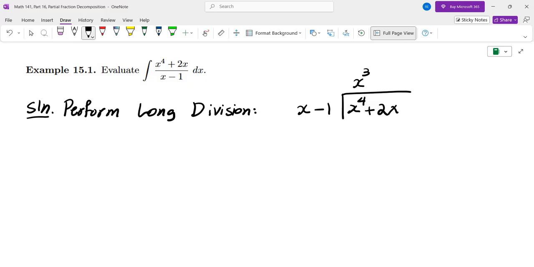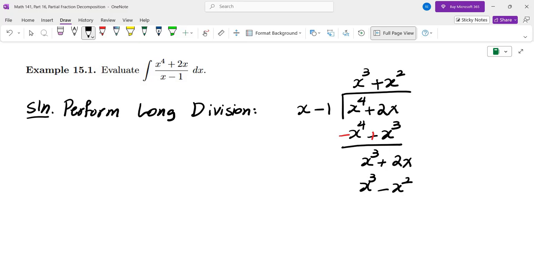x^3. Multiply it out, we get x^4 - x^3. We are going to subtract, this becomes minus, this becomes plus. We are going to get x^3 + 2x. Divide x^3 by x, we get x^2. Multiply it through, we get x^3 - x^2. Change the signs again here. We are going to subtract and get x^2 + 2x.